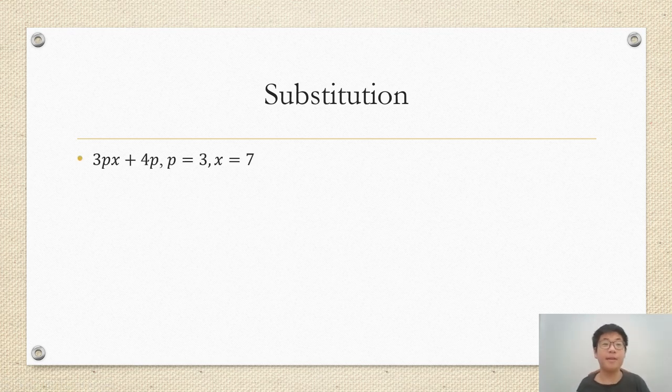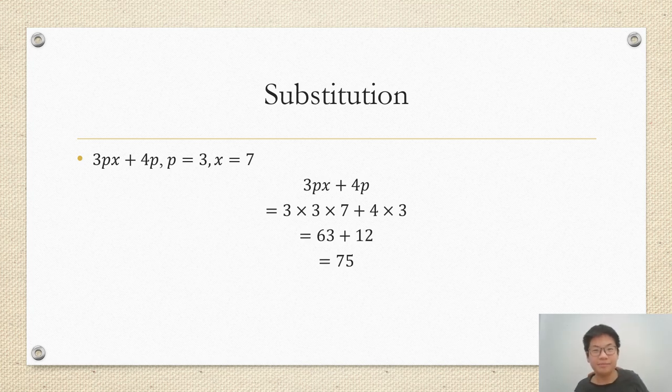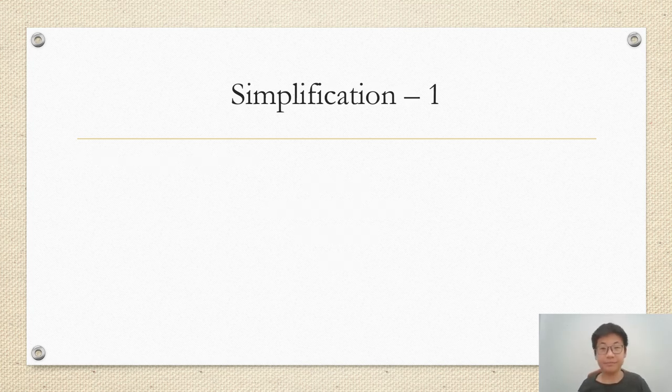3px plus 4p equals to 3x equals to 7. Let's substitute. First we add in the numbers as is, substituting p for 3 and x as 7. Remember that when you put two variables together, or a variable and a number together, they are all multiplied. And then you just solve it.